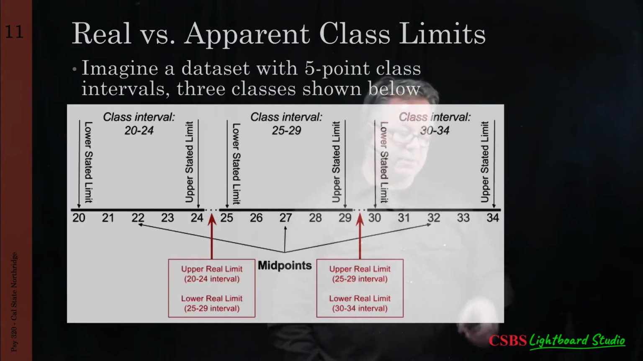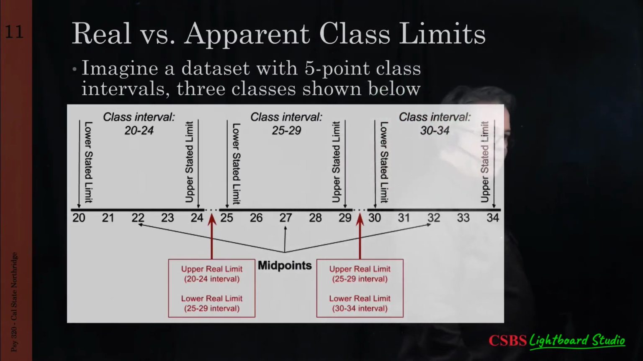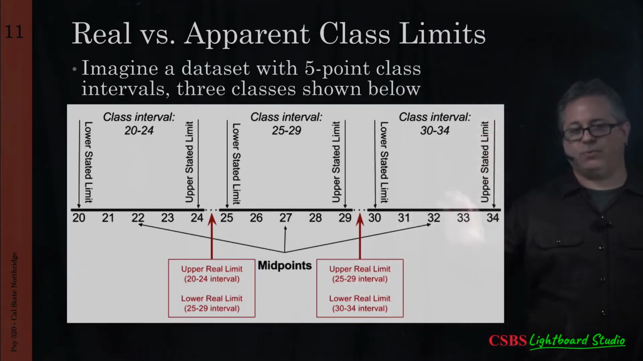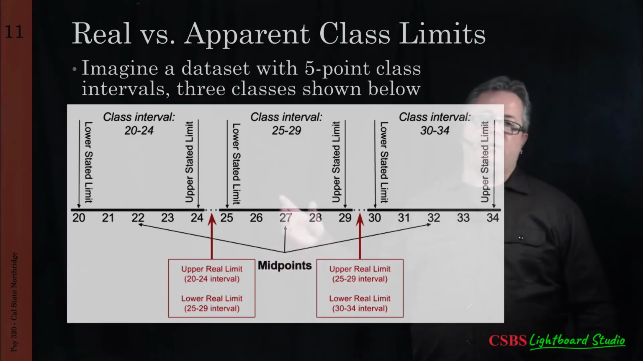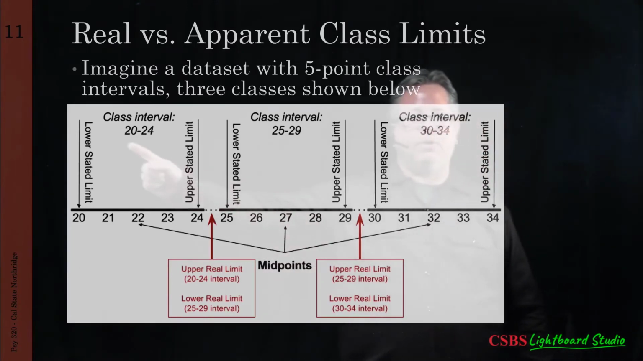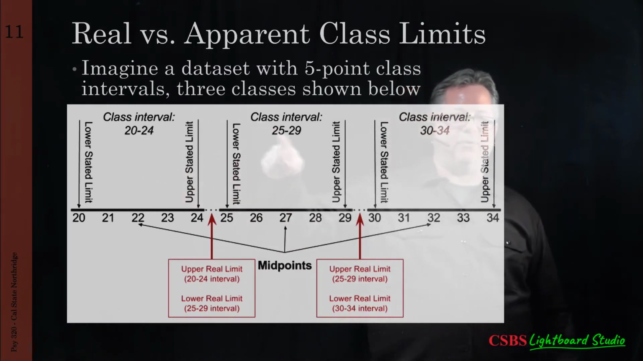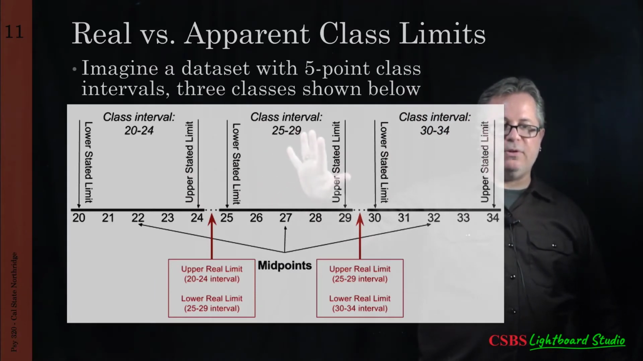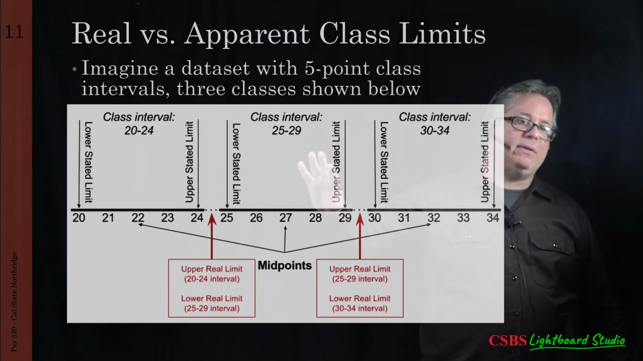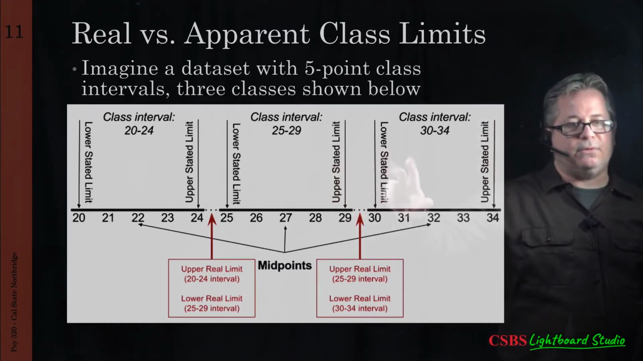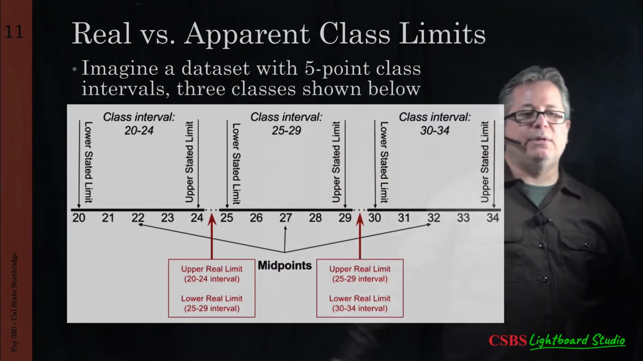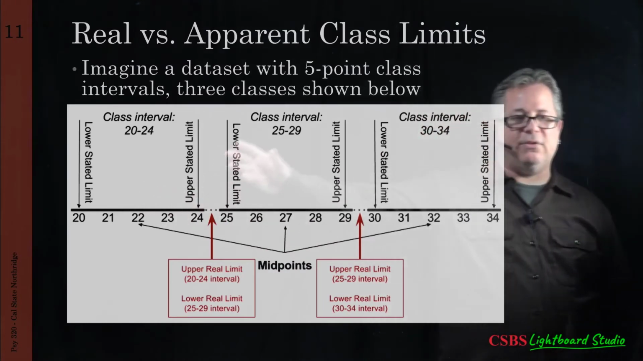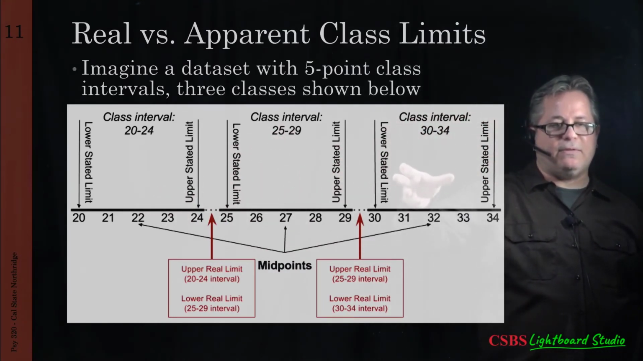So just to reiterate this idea of the real versus apparent class limits. This is a different, unrelated example from a textbook, where the class intervals go from 20 to 24, and 25 to 29, and then 30 to 34. So it's 20, 21, 22, 23, 24. Each of these has a 5-unit interval. Each class covers 5 units. So anything that's 20 to 24 goes here, anything that's 25 to 29 goes there. It seems like it makes a lot of sense, right?